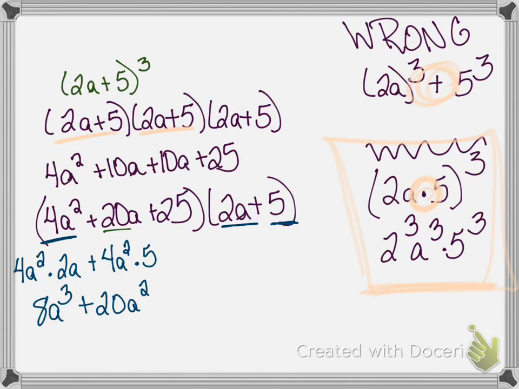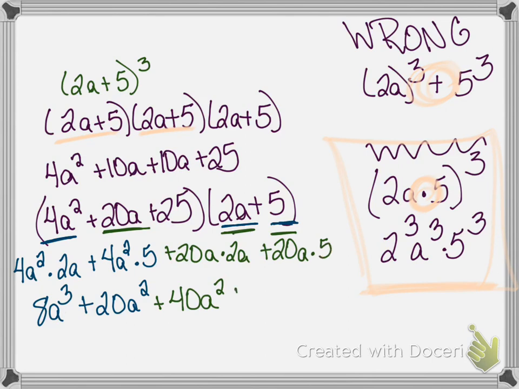Now, I am going to take 20a and I'm going to multiply it times 2a and times 5. So I'm going to have 20a times 2a, and that is 40a squared. Then I'm going to have 20a times 5, and that is 100a. Okay?